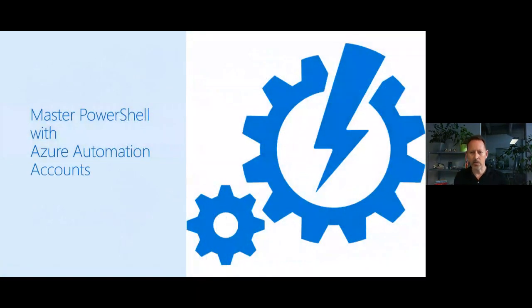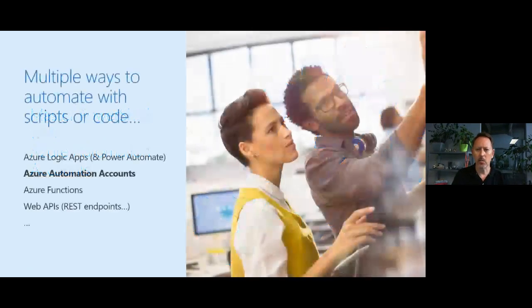Okay, with that, let's start with my session, PowerShell with Azure Automation Accounts. There are multiple ways how you can automate your common tasks in Microsoft 365. I've listed some of these possibilities here. One thing to automate would be, for example, Azure Logic Apps or Microsoft Flow, now known as Power Automate. The second thing, of course, are automation accounts. If you already have PowerShell scripts in place, it's a very easy task to migrate them to Azure Automation Accounts. This is what I want to show you in this session.